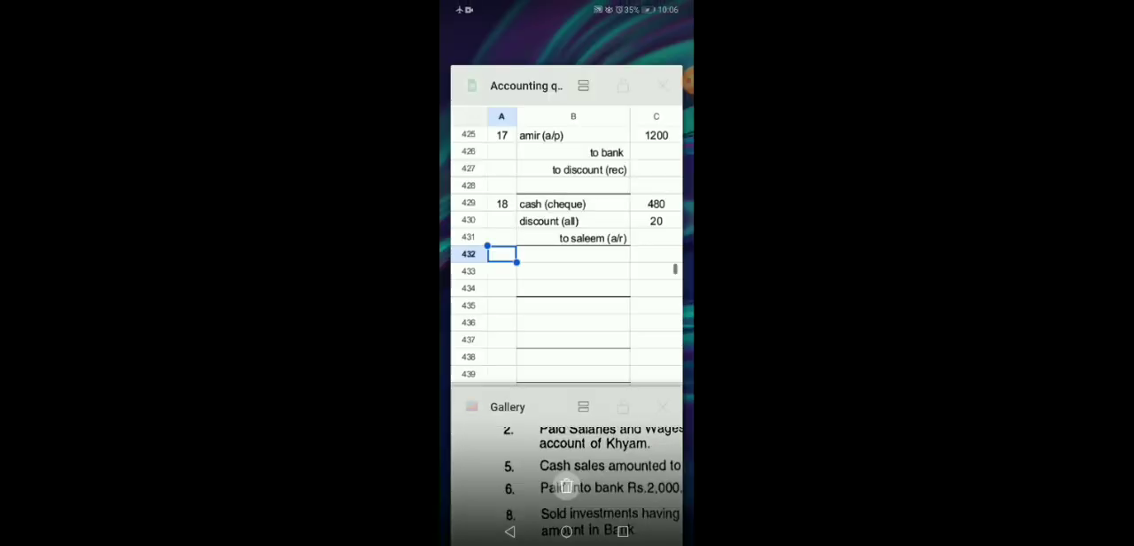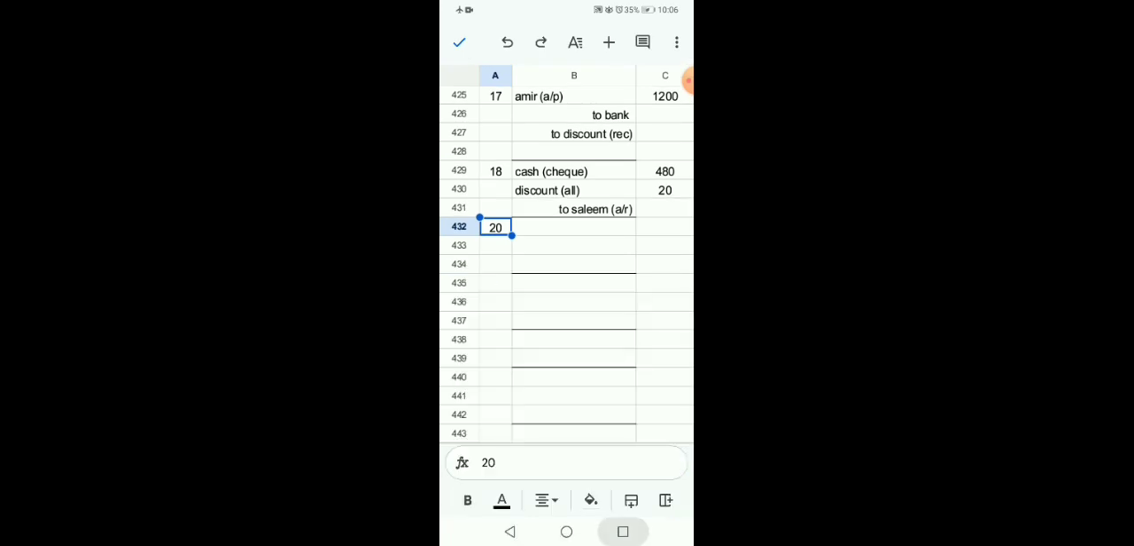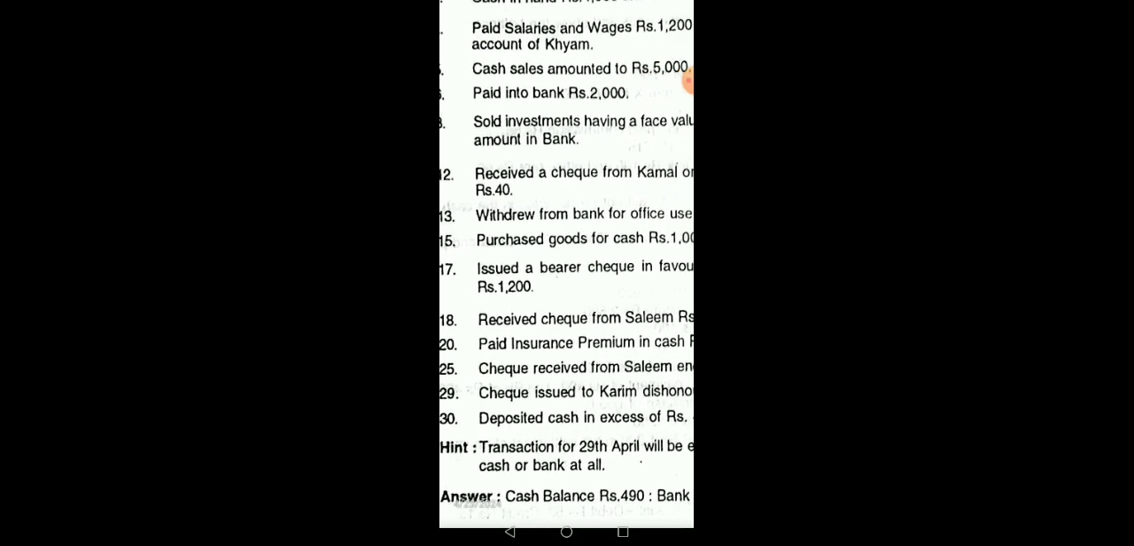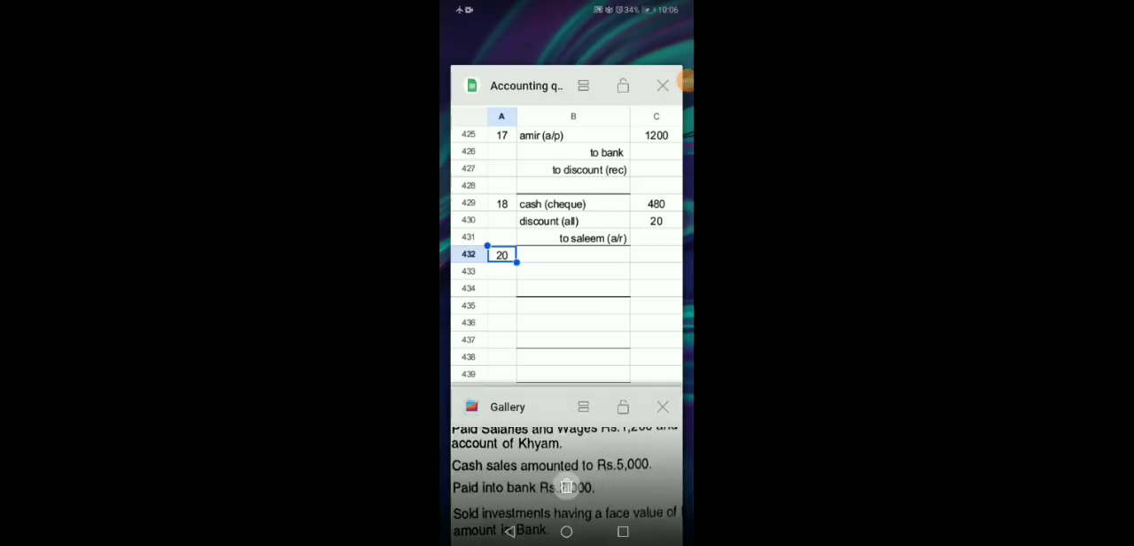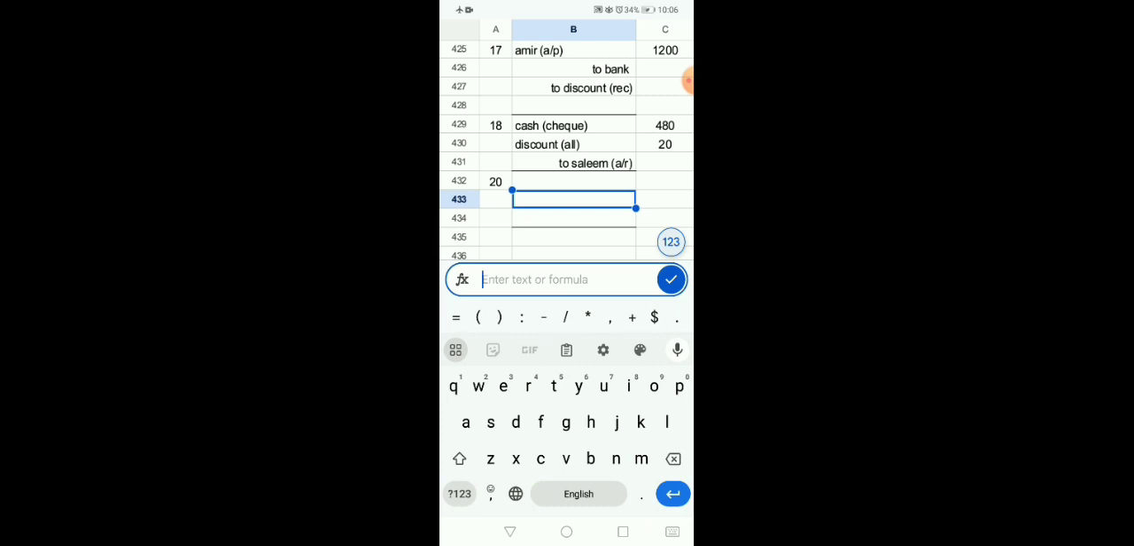It's 20. Let's mention the date first. It's very important. What does 20 say? Paid insurance premium in cash. When you are paying, it means cash is going out. That means cash in hand is decreasing. Cash in hand is your asset. Asset is decreasing. A decrease in asset should be mentioned on the credit side. So you will mention cash over here.